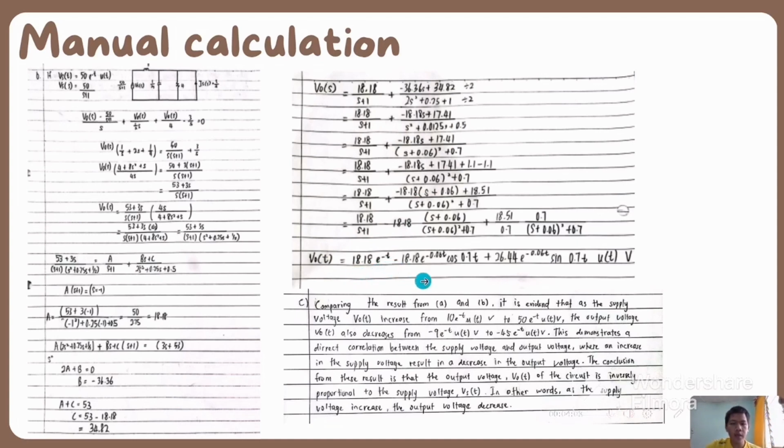and then we will get the final answer for the V naught T, which is 18.18 exponent negative T minus 18.18 exponent negative 0.06 cos 0.7T plus 26.44 exponent negative 0.06 sin 0.7T UT volt.